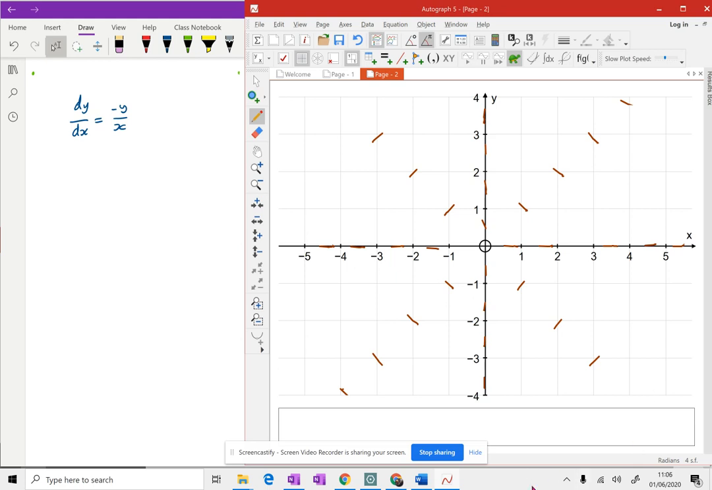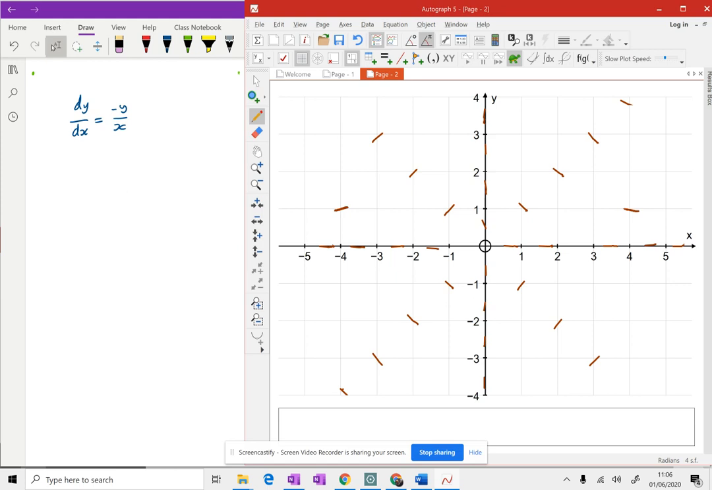And we could plot the gradient for all sorts of other points. Let's just look what happens if x becomes large. As x becomes large, if I take y is 1 and x is 4, my gradient is minus a quarter. So it's quite shallow. And if I come out the other side at minus 1, minus 4, or minus 4, minus 1, it's plus a quarter. Quite shallow. Well, that's something we can ask the machine to do again.